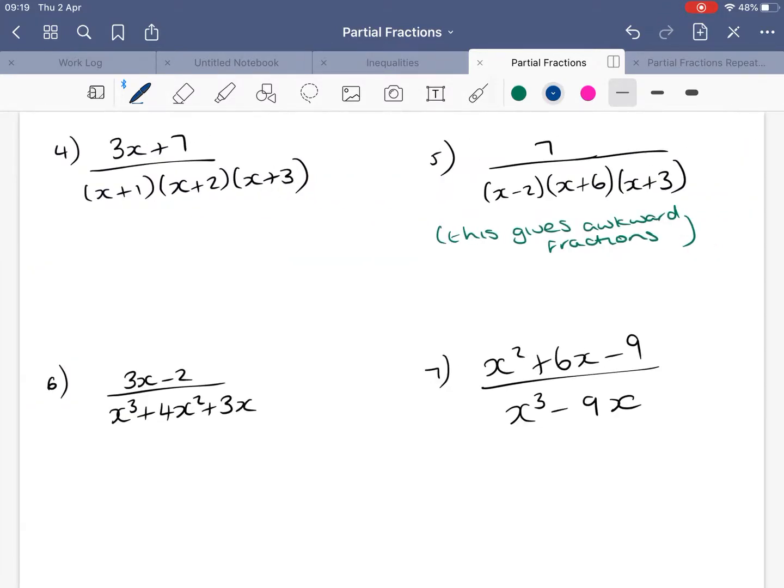Okay, so I've got 4 for you to do. Press pause, have a go. The one thing I will say about number 5 is the fractions are quite awful on that one, so don't think necessarily that you've gone wrong. It's just the numbers are quite nasty, but hopefully have a go. And the hints for 6 and 7 is remember to take out that factor of x first from your denominators. Okay, so press pause, have a go, and I will show you the solutions when we're finished.